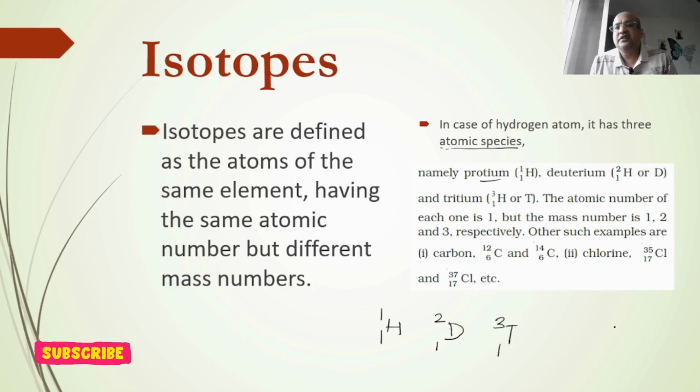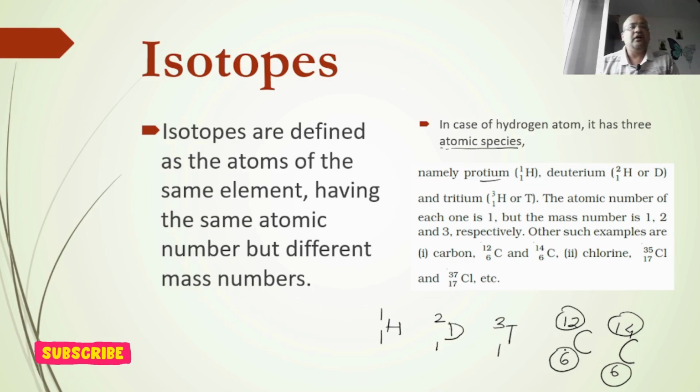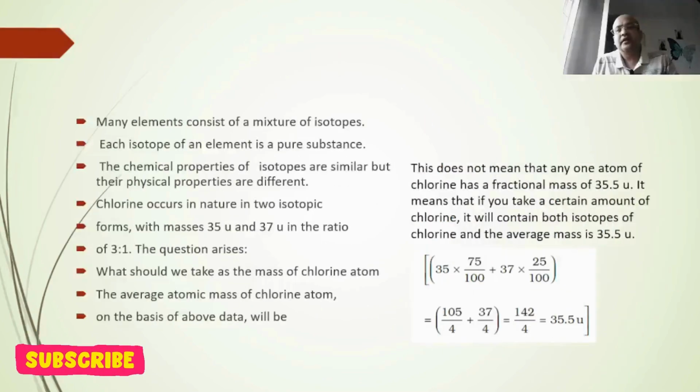Now if you see an example of carbon, which has 2 isotopes, here it is: atomic mass is 12 and atomic number is 6. In the other case, it is 14 and 6. Here you will see that the atomic number remains constant and its atomic mass is different, right? But the element is the same. So that's what isotopes are all about.